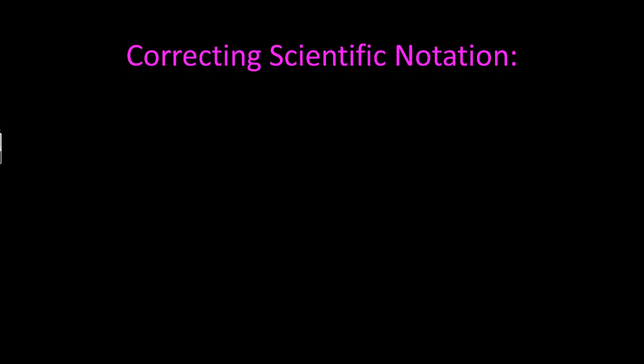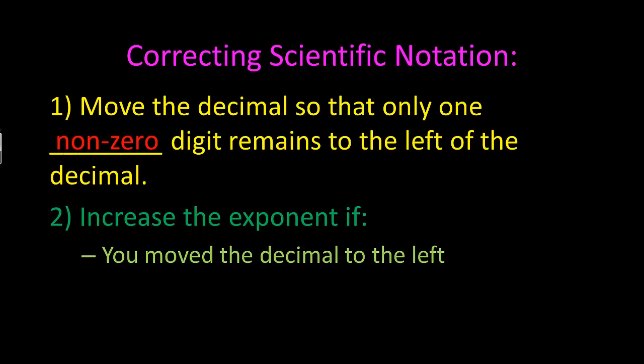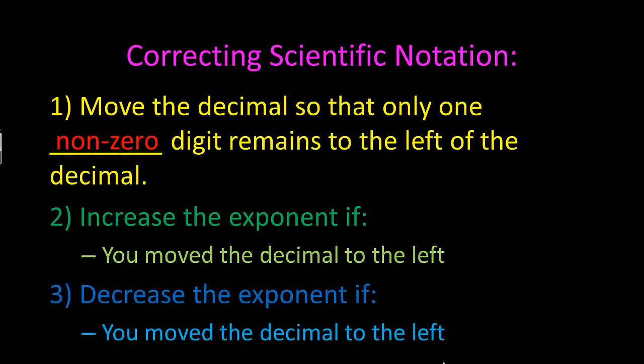Now we're going to go over correcting scientific notation. The first step is you move the decimal so that only one non-zero digit remains to the left of the decimal. You increase the exponent if you move the decimal to the left, and you decrease the exponent if you move the decimal to the right. Sorry, this should say right.